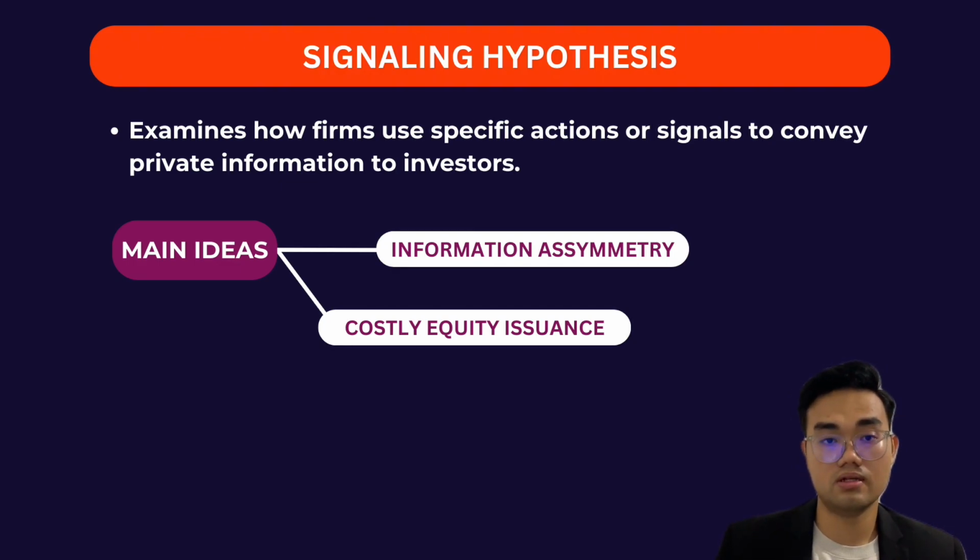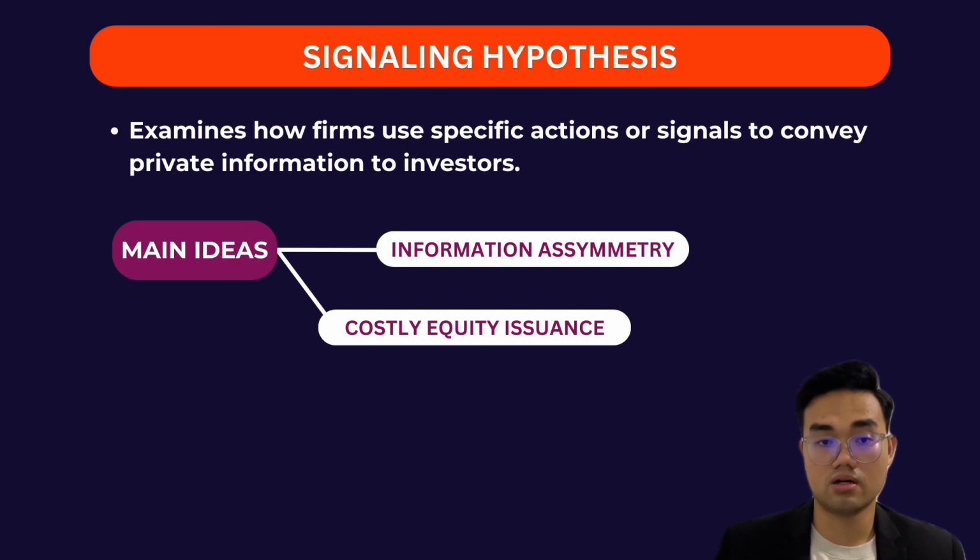The first one, information asymmetry. Firms possess private information that investors lack, leading to uncertainty and potential undervaluation of securities. Costly signals are employed to reduce information asymmetry by providing investors with credible insights into the firm's prospects.